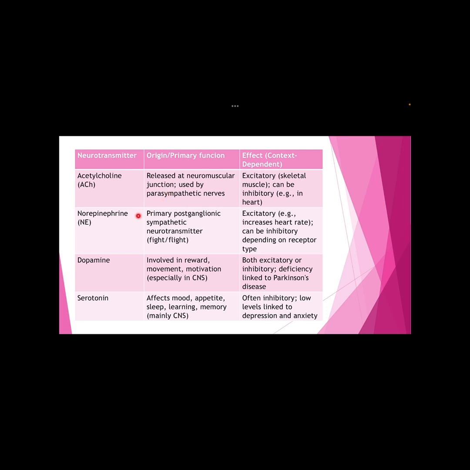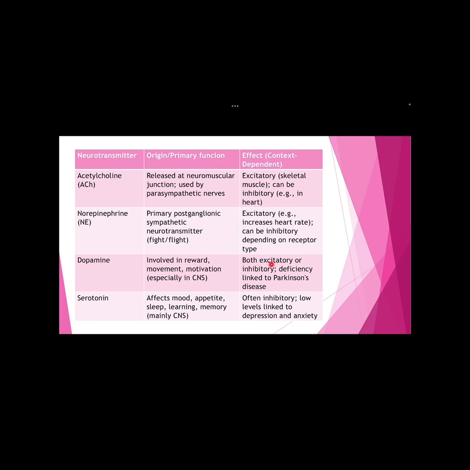For example, we start with acetylcholine. It is released at the neuromuscular junction, and it is mainly used by the parasympathetic nerves. It is excitatory on the skeletal muscles and also can be inhibitory on the heart, so it can slow the heartbeat. We have norepinephrine, which is excitatory. It increases the heart rate, and also it can be inhibitory depending on the receptor type. We have dopamine, which is involved in reward, motivation, movement.